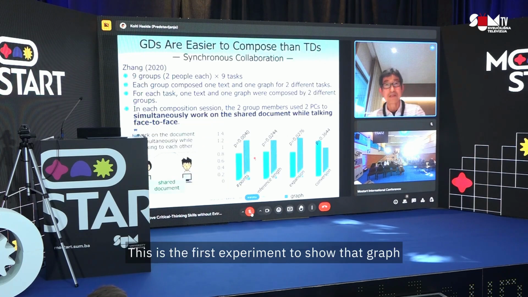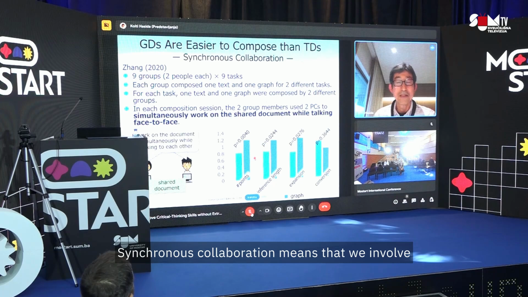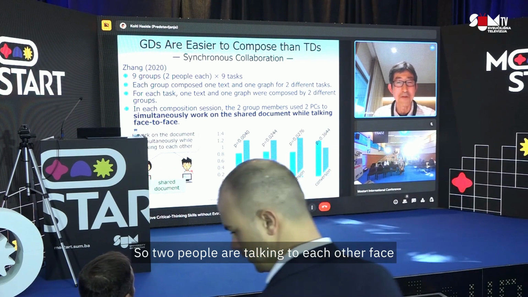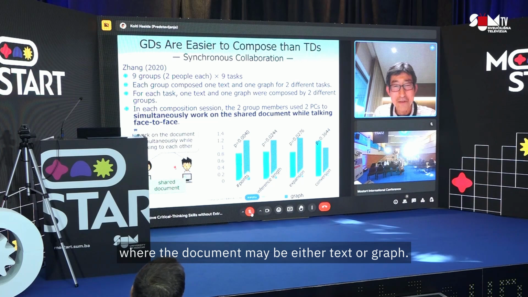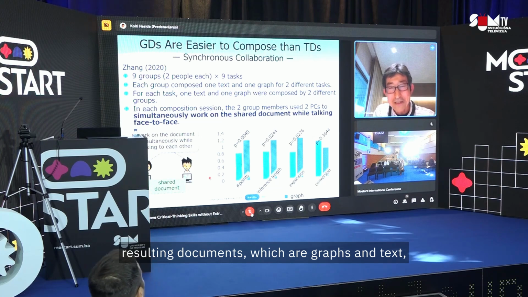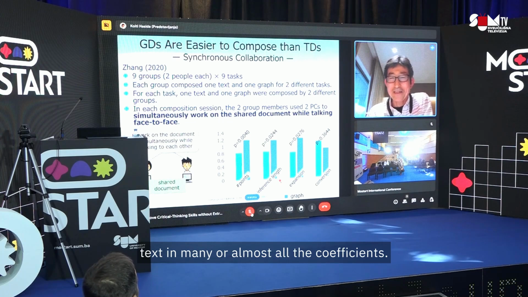Okay, so let's go. This is the first experiment to show that graph documents are easier to compose than text documents in synchronous collaboration. Synchronous collaboration means that we involve two people in collaborative composition. Two people are talking to each other face to face and collaboratively editing one shared document, where the document may be either text or graph. If you compare the resulting documents, which are graphs and text, overall, graphs are better than text in many or almost all the coefficients.